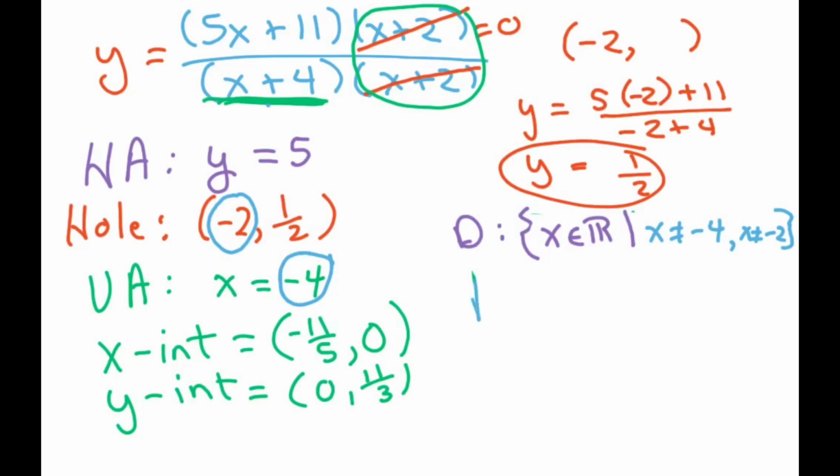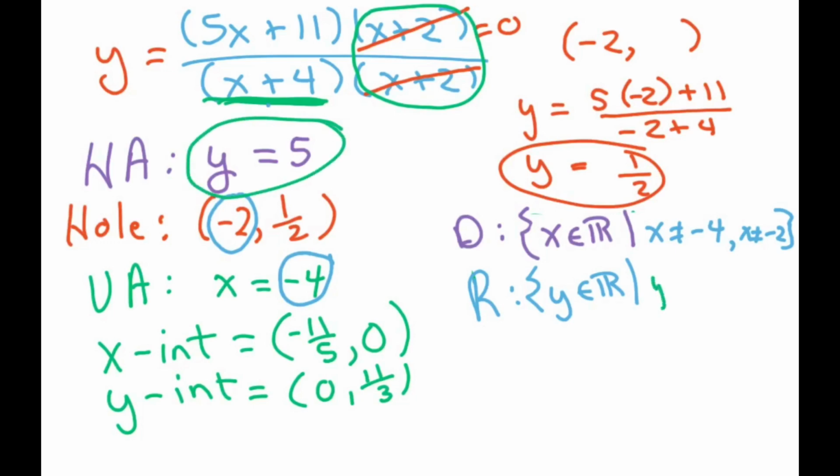And for your range, that's your y. We want it to be all real numbers. However, we have a horizontal asymptote at y equals 5, so y cannot equal 5. And we also have a hole where the y value is 1/2, so y cannot be 1/2. So it's everything but these numbers.